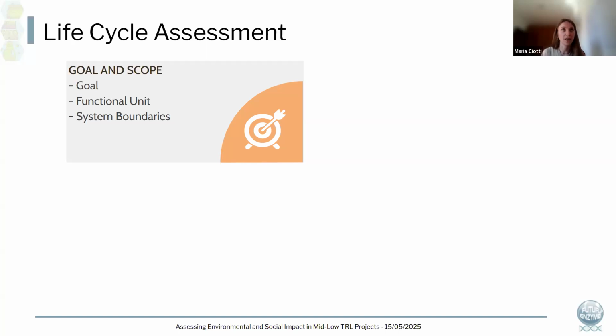Once the goal of the study is set, we can define the scope of the study. So if the goal assesses the what of the study, the scope assesses the how. So with the scope definition, we define how we are going to model our system in order to answer the question that we set in the goal. So 2 of the main aspects of the scope definition are the functional unit and system boundaries.